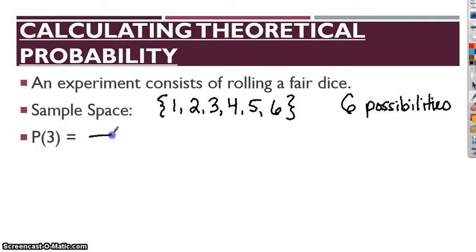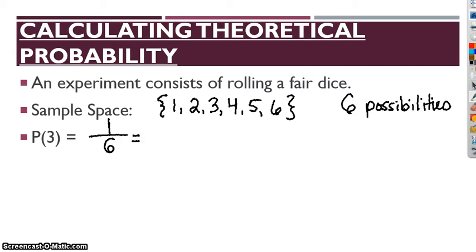Well, think about your formula. It says, how many ways can the event happen? Look at the sample space. How many ways can a 3 happen? Only 1. This is the only number 3 on the dice. So there is only one number 3 out of, and the denominator is going to be the size of the sample space, which in this case is 6. So 1 out of 6.